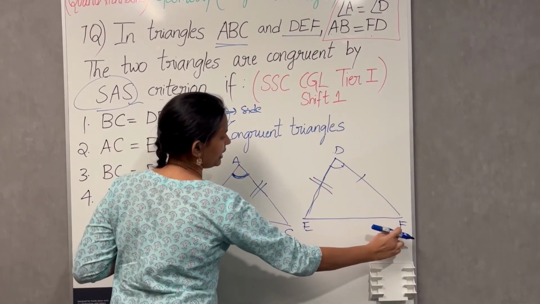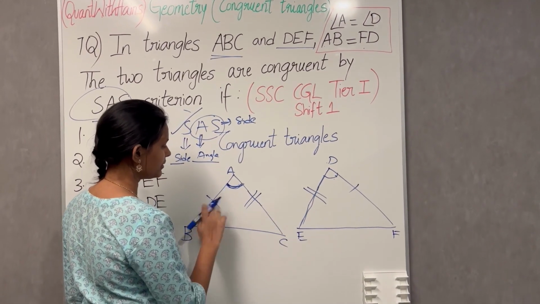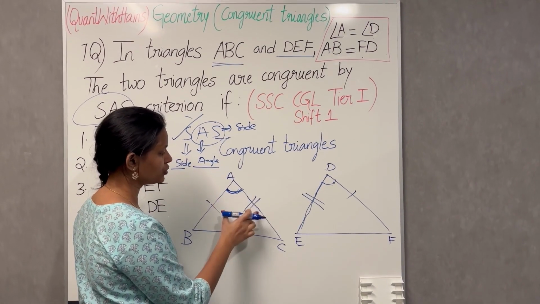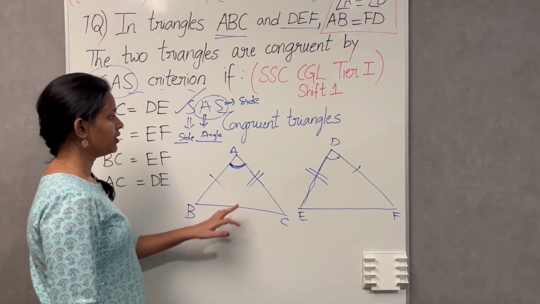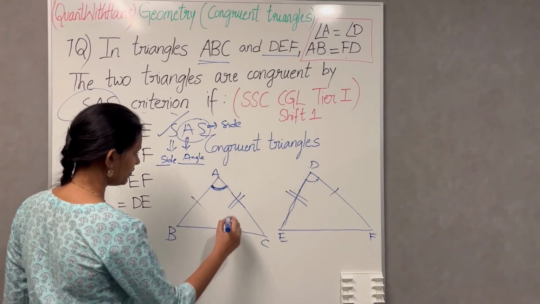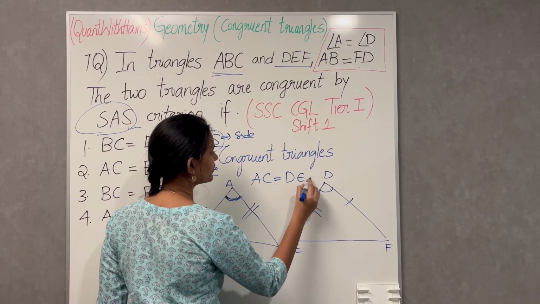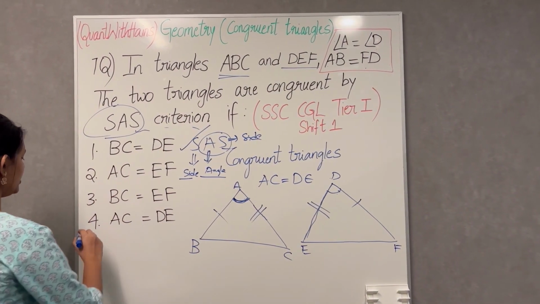AB, DF, and in between is the angle, meaning the sides in which this angle lies, those two sides should be equal in the respective triangles. So from this we understand that AC equals DE. That is option 4.